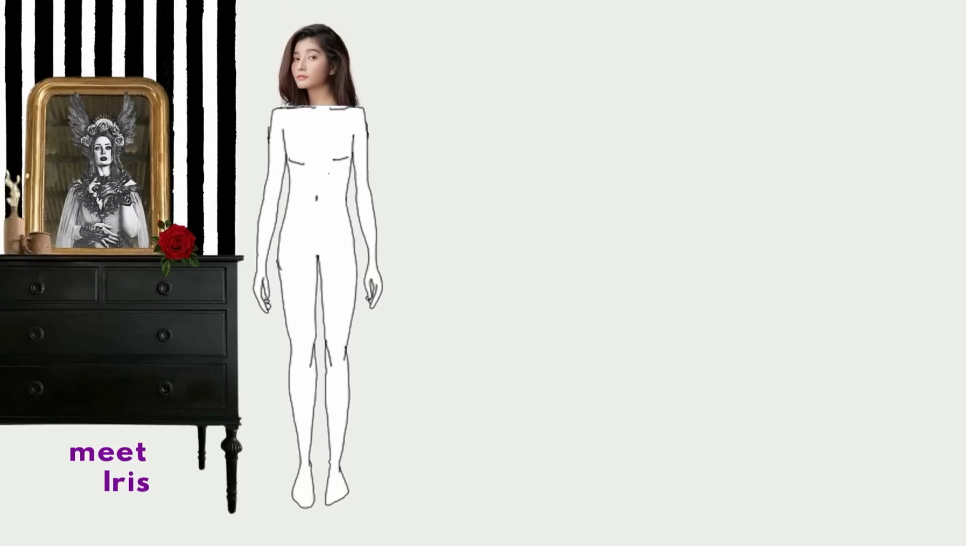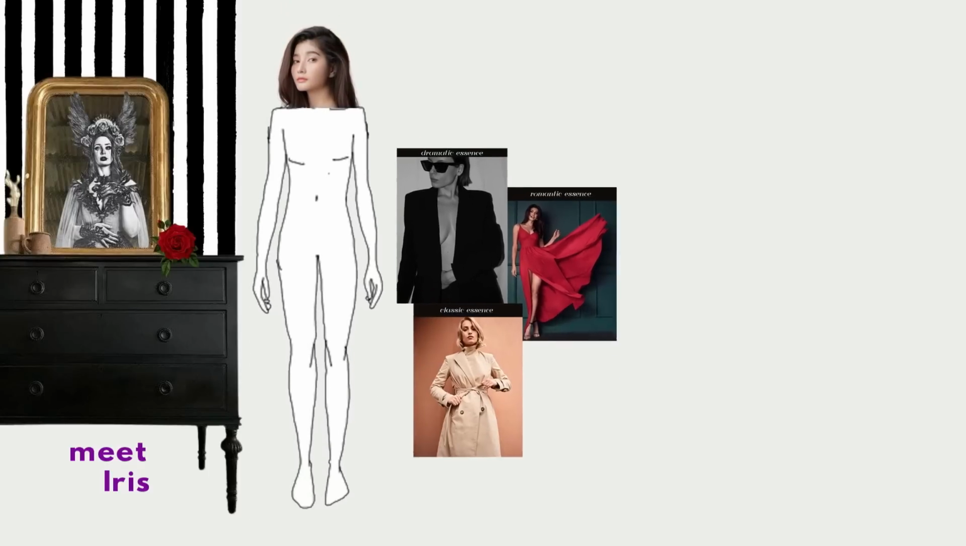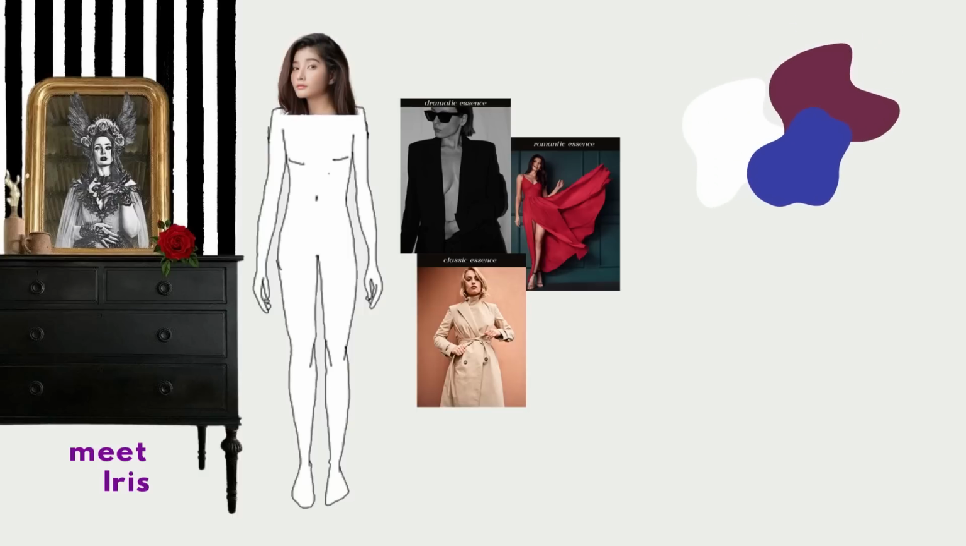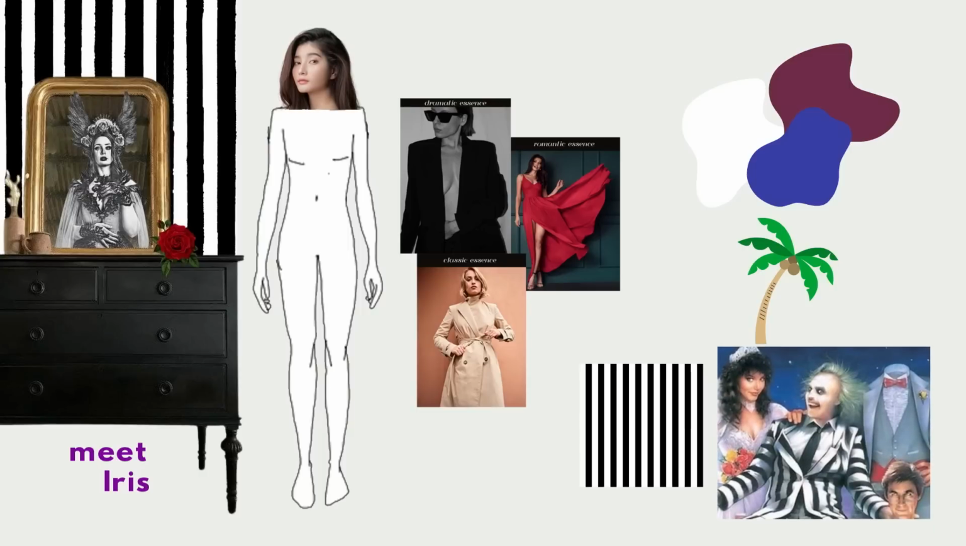Meet Iris. She's a Kibbe dramatic with classic romantic and a bit of dramatic essence. She likes sophisticated, edgy looks. She doesn't know her color palette but wears a lot of black with some accents of white, wine, and purple. And she lives in a tropical climate, so no blazers or jackets. She loves black and white vertical stripes and regularly incorporates those Beetlejuice stripe vibes in her outfits, and veers a tad goth in her style.